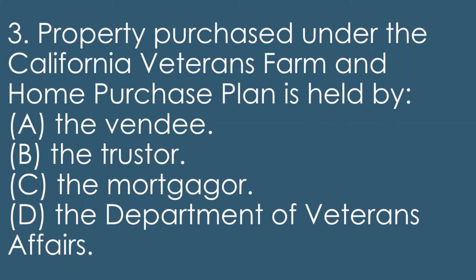Now, we can automatically take the trustor out. That's not a correct answer option because we're not dealing with deeds of trust here. Then the mortgagor, no, we're not dealing with mortgages. So what then are we left with? A and D, the vendee, and then the Department of Veterans Affairs.